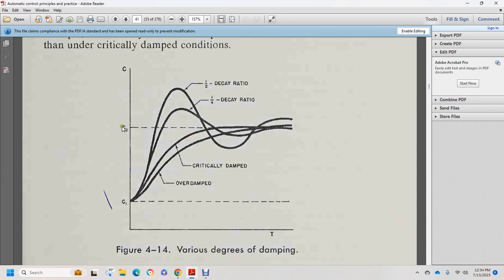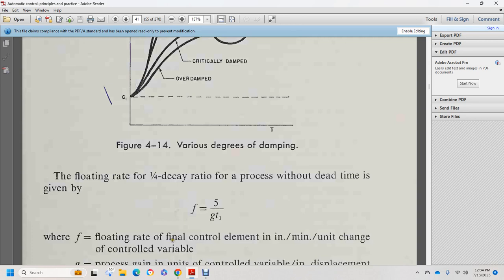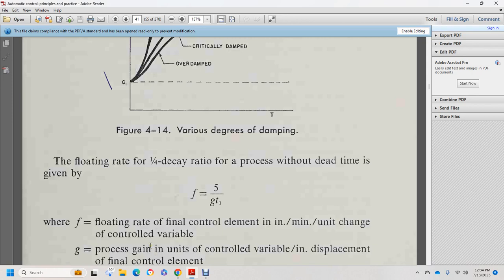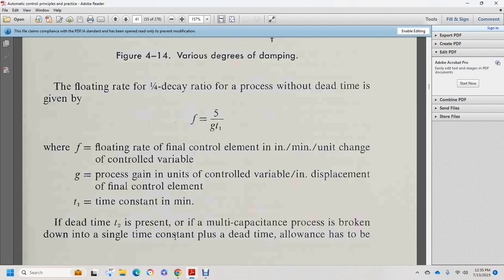The controller can change 1, 2, and 3. You have overdamped, critical damping, and then half and quarter decay ratios on change 2. The floating rate for a quarter decay ratio over a process with dead time is given by the floating rate of the final control element in inches per minute per unit change of the control variable, equal to 5 divided by the process gain, in units of control variable per inch of displacement of the final control element, times the time constant in minutes.